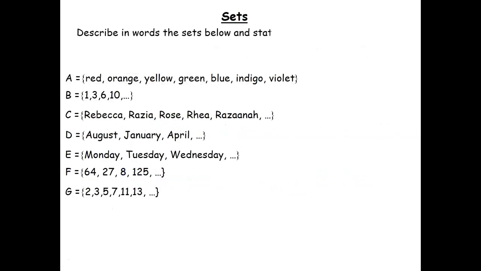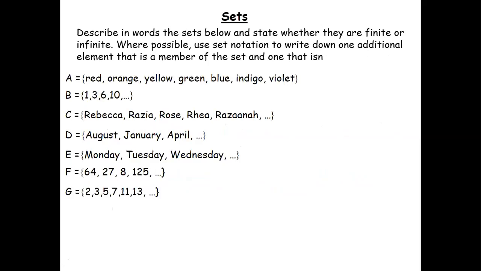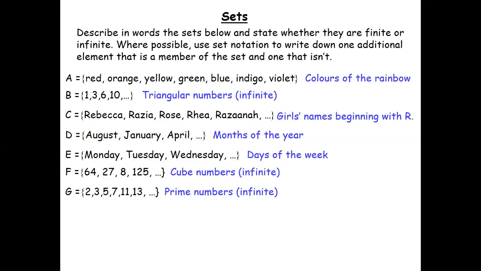Then the questions I asked you to look at was to describe in words the sets below and state whether they are finite or infinite. Where possible, use set notation to write down one additional element that is a member of a set and one that isn't. So the first one, the set A, that's the colors of the rainbow. B was the triangular numbers, and it's an infinite set. C is girls' names beginning with the letter R. D, months of the year.